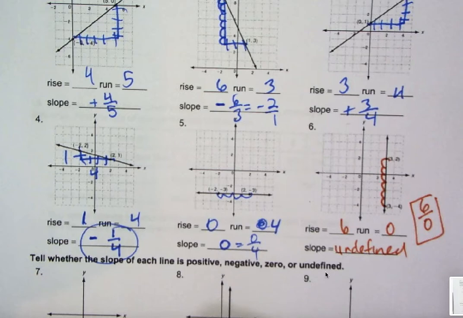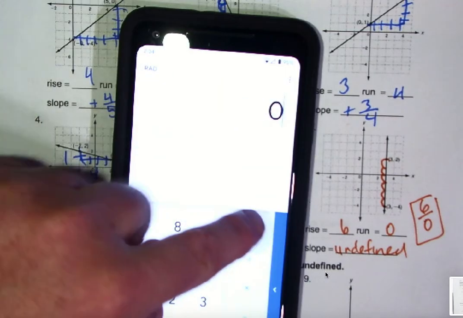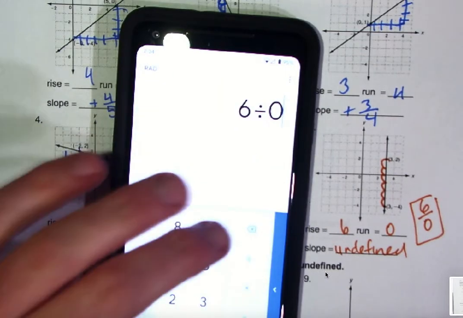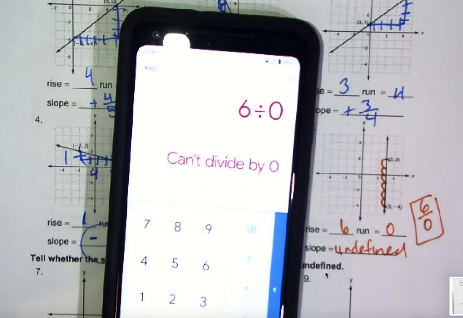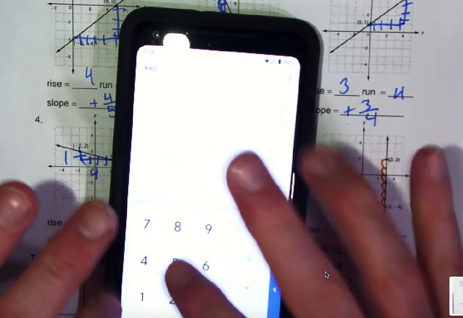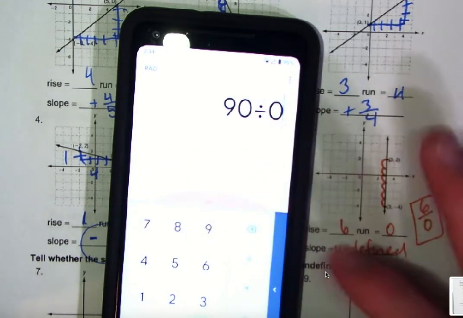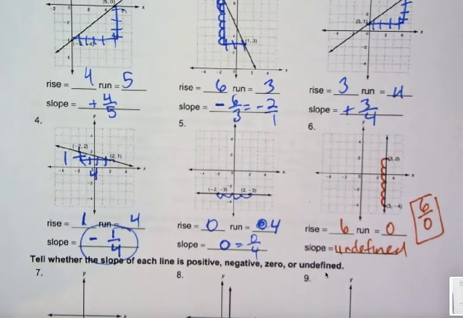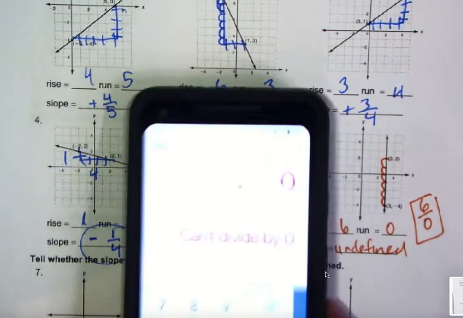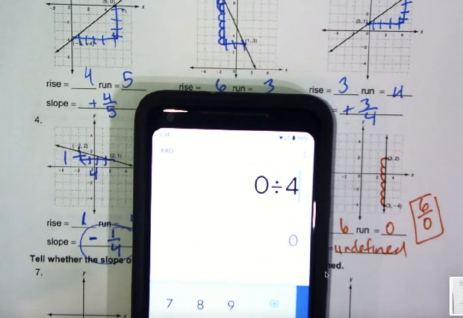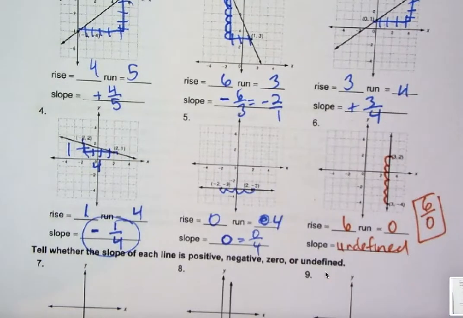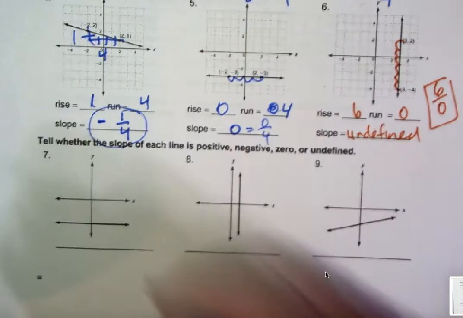Well, what happens if you put 6 divided by 0 in a calculator? I'll do it. Can't divide by 0. Really? 50 divided by 0? Can't divide by 0. Yeah, you can't divide by 0. There's no number answer. Okay? On the other hand, you can do 0 divided by any number. It is 0, but not the other way around. Okay? This has a 0 slope.